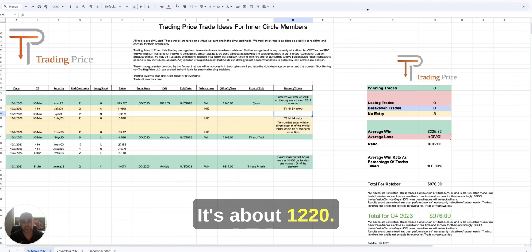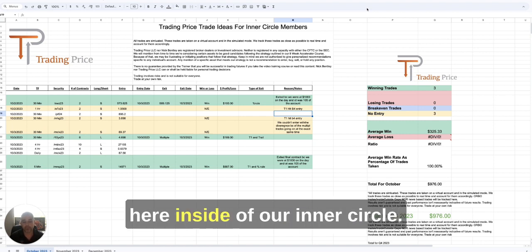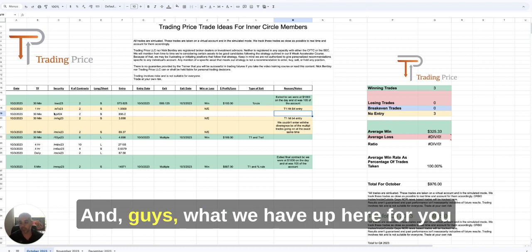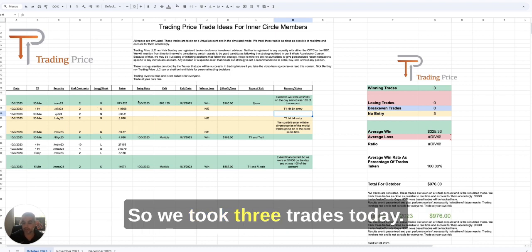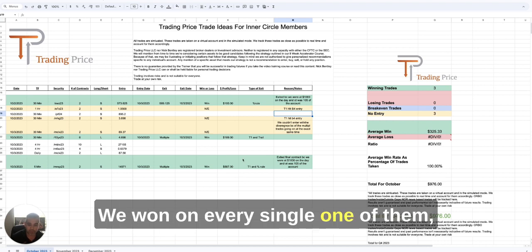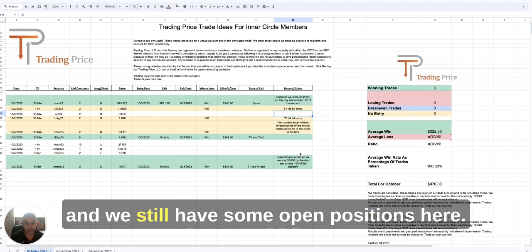It's about 12:20. We just got done with our call here inside of our inner circle. And guys, what we have up here for you is our tracking sheet for our trades. So we took 3 trades today. We won on every single one of them. And we had a couple of no entries, and we still have some open positions here.